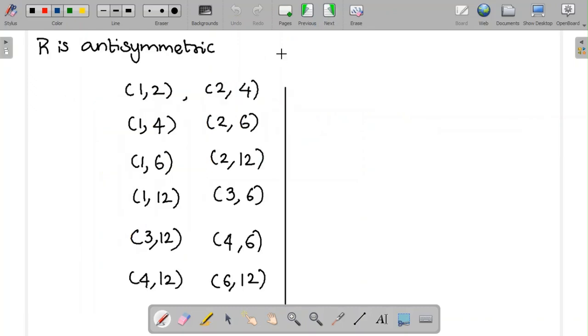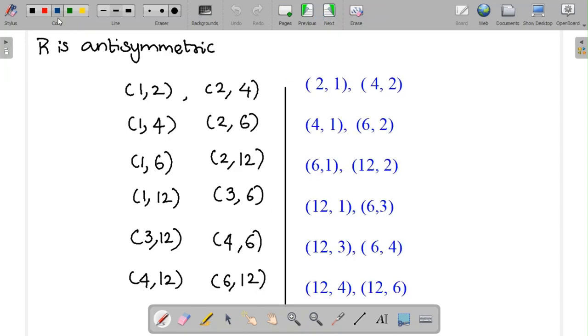Next condition we'll check is the antisymmetric nature. We have these ordered pairs and we'll find out if they are antisymmetric. Yes, it's quite obvious that these pairs are antisymmetric because for each pair, its symmetric opposite is absent. We have (1,2), but we do not have (2,1) because 2 cannot divide 1. We have (1,4), but not (4,1) because 4 cannot divide 1. (1,6), but not (6,1). (1,12), but not (12,1). (3,12), but not (12,3). (4,12), but not (12,4).